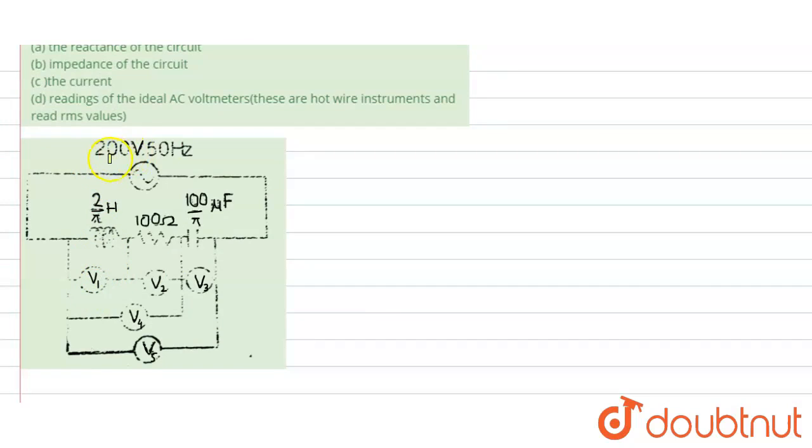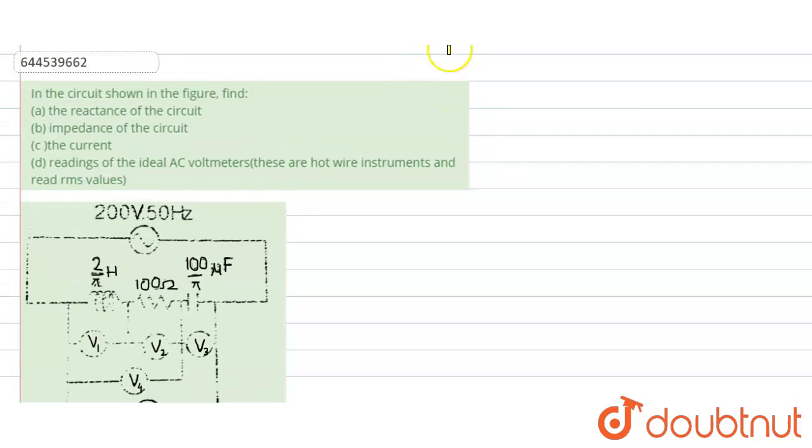This is our AC source, 200 volt, 50 hertz frequency. The inductance value is 2 by pi, the resistance is 100, and the capacitance is 100 divided by pi microfarad. This is V1, this is V2, this is V3, and V4 covers both the inductor and the resistor, and V5 covers all three, the inductor, resistor and capacitor. So V5 is the potential difference across everything.